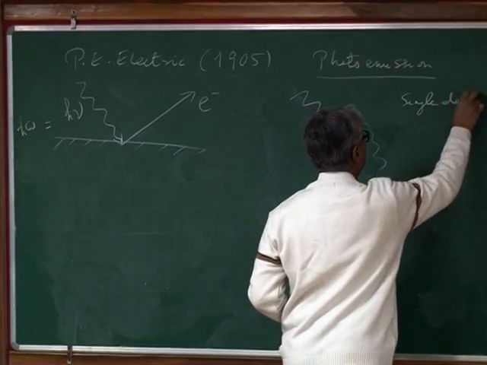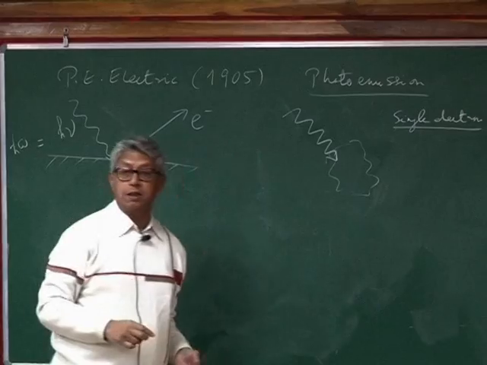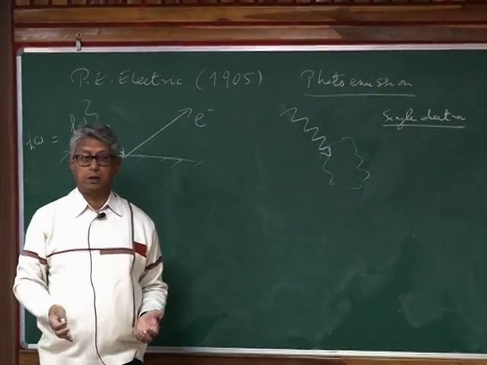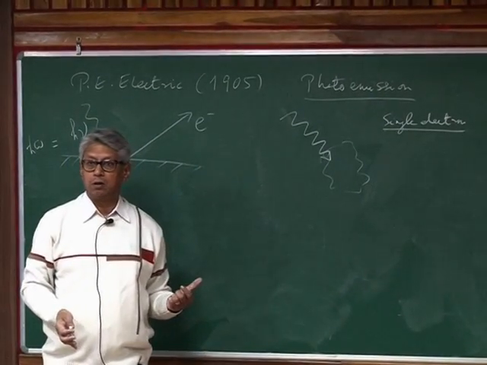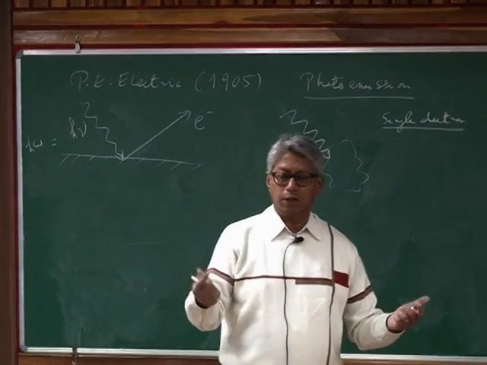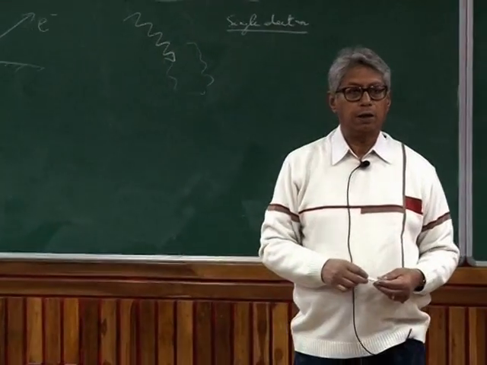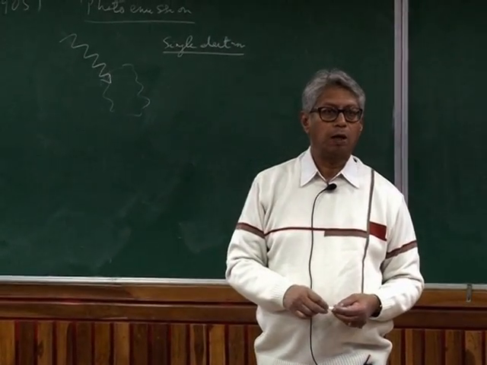So I have a single electron, and I want to know what is the interaction between this incoming photon field, or the electromagnetic field, with this electron. Do you know? Suppose I have an electron moving with a certain momentum, and I shine an electromagnetic field. What will happen?